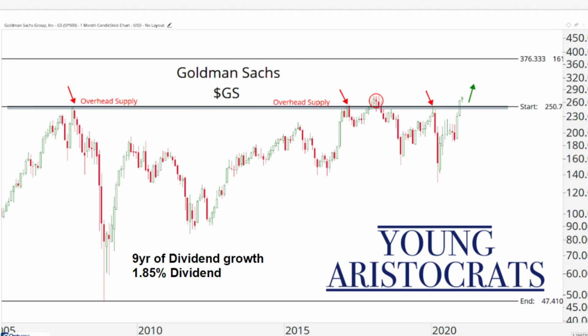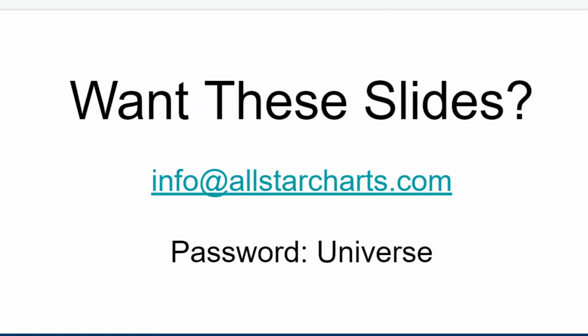Goldman Sachs, baby, raised their dividends 9 straight years, paying almost 2%, breaking out of a 13-year base to new all-time highs. What's there not to like? If we're above 250, I like Goldman Sachs long, collecting that dividend, baby, with a target near 375.